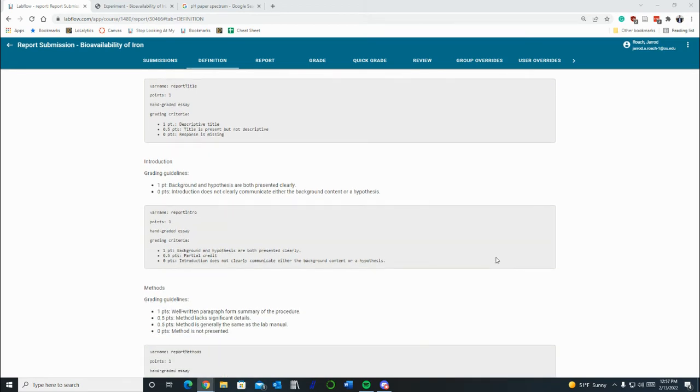Next, we have the introduction. You should be talking about the background and you should make a hypothesis. The background is going to be what I was just talking about earlier, about how iron is absorbed in the small intestine at a pH of 8, but it has issues being absorbed at that pH without other things to keep it aqueous. So you should cite something talking about the background of this lab. You can use the lab manual, that's perfectly acceptable.